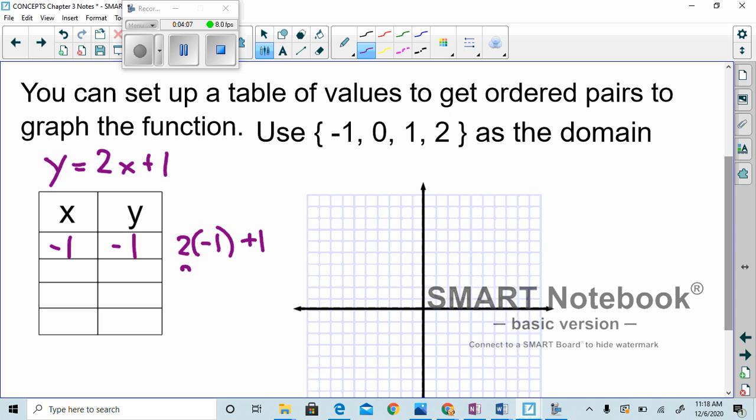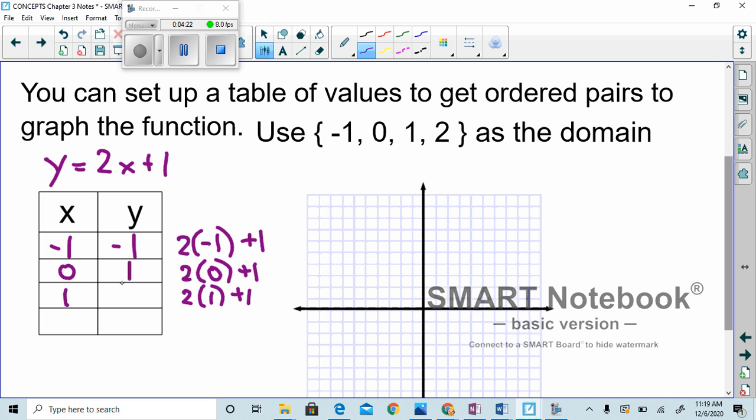Let's take a look at a second input value. Let's input 0. When we input 0, our output will be 1. Let's input 1. 2 times 1 is 2, plus 1 will be 3.